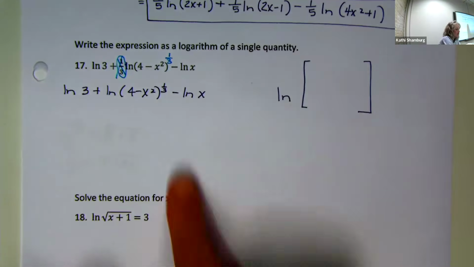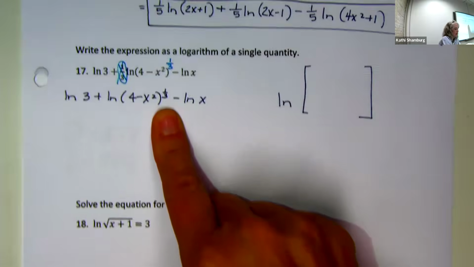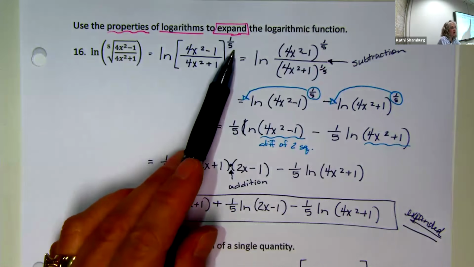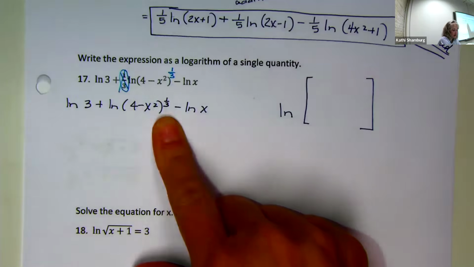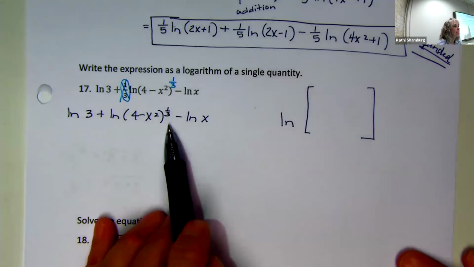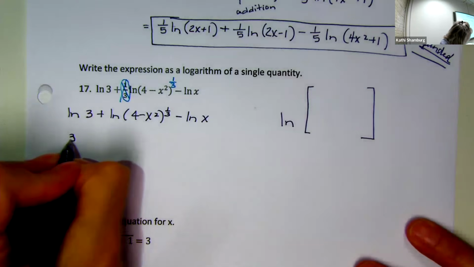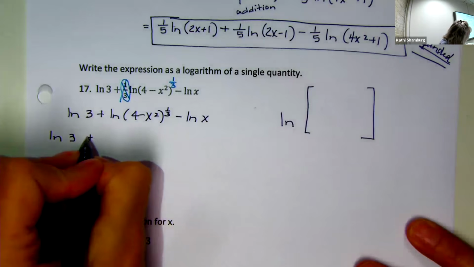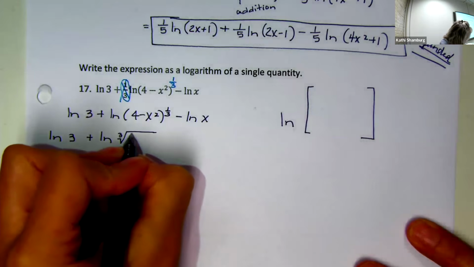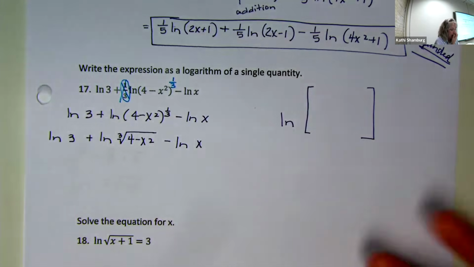All right, I don't want a fractional exponent. How could I rewrite that? Hint, we had it rewritten one way and we changed it to fractional. Now I have fractional. I want to go back to this. So how will I write that? What's 1/3 mean to do? It'd be cube root, right? Cube root. So I have, whoops, natural log of 3 plus the natural log of cube root of 4 minus x squared minus the natural log of x.